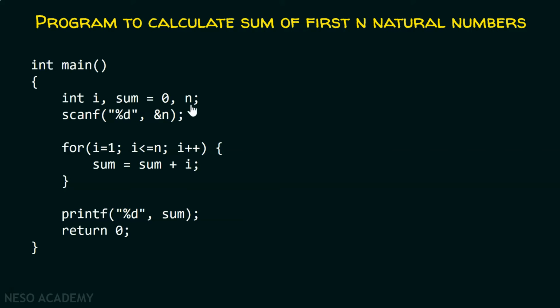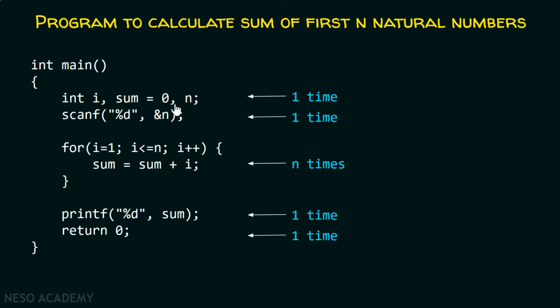You can clearly say that the first statement is executed just one time, scanf is executed one time, and this statement executes n times because it is within this for loop. This for loop runs from 1 to n, which means that this statement is executed n times. This statement just takes one time, and this statement is also executed one time. Let's add them all up. This gives us fn equal to n plus 4.